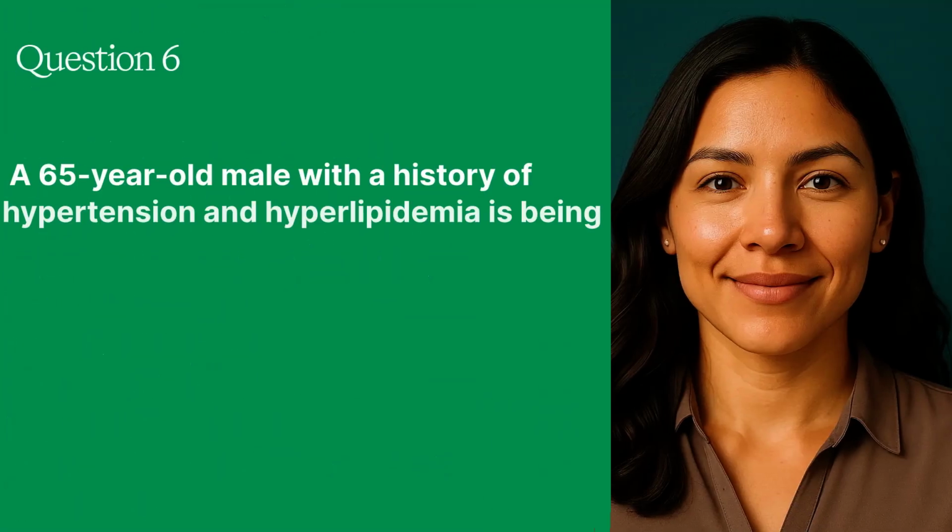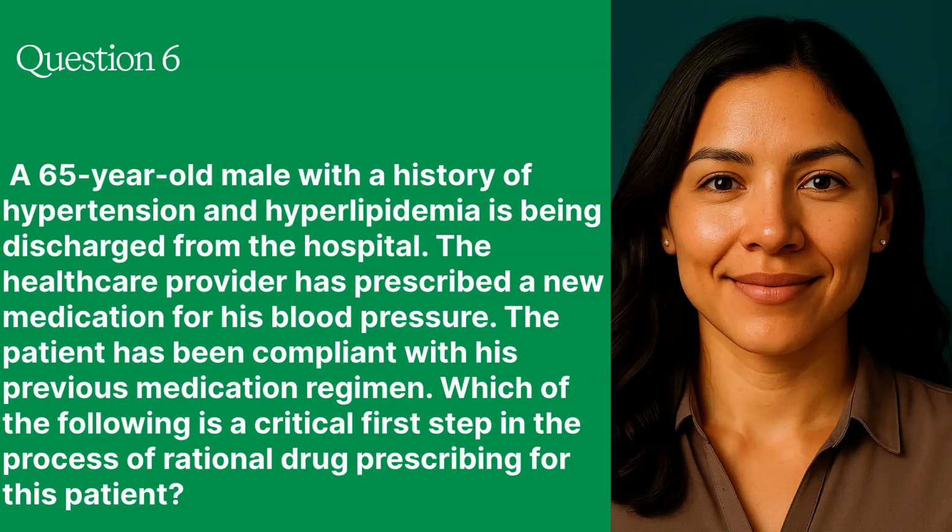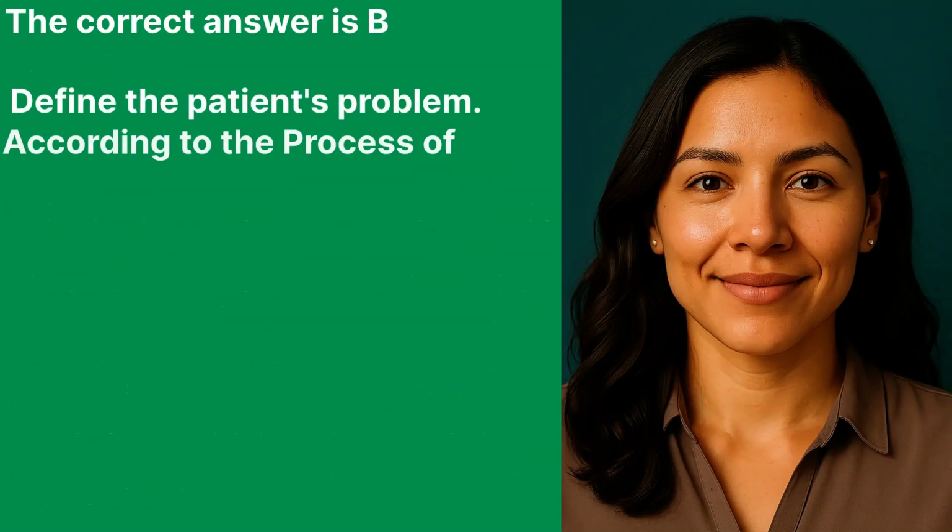Question 6. A 65-year-old male with a history of hypertension and hyperlipidemia is being discharged from the hospital. The healthcare provider has prescribed a new medication for his blood pressure. The patient has been compliant with his previous medication regimen. Which of the following is a critical first step in the process of rational drug prescribing for this patient? The correct answer is B.